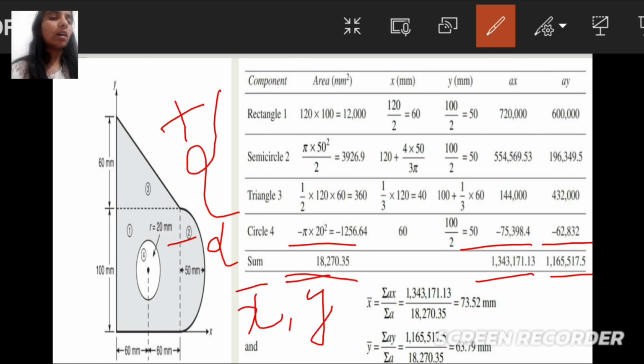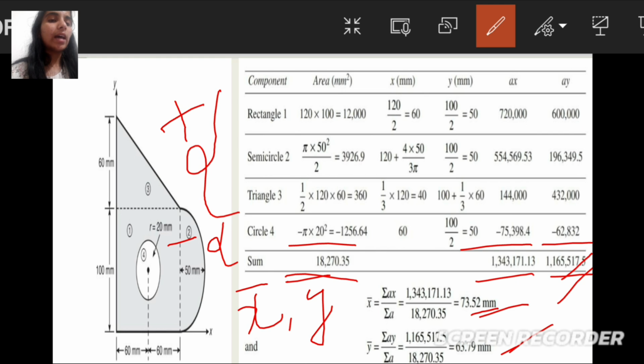In the x bar, summation of ax divided by summation of a equal to 1343,171.13 divided by 18270.35. We will get 73.52 mm. Same as it is, we need to find out the y bar. In the y bar, summation of ay, that is the moment of area about the x axis, 1165,517.5 divided by 18270.35 will get 63.79 mm.